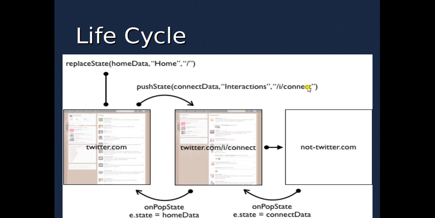In that case, the first thing Twitter does is replace the existing state with home data, like the latest view data, all the data they currently have right now. So that when they come back to the page, they can use this home data. First they store the home data, then they call the Ajax function for retrieving the view for the i/connect URL. Once the Ajax response is received, the pushState API is called, and the connect data will contain all the data retrieved by this Ajax call.